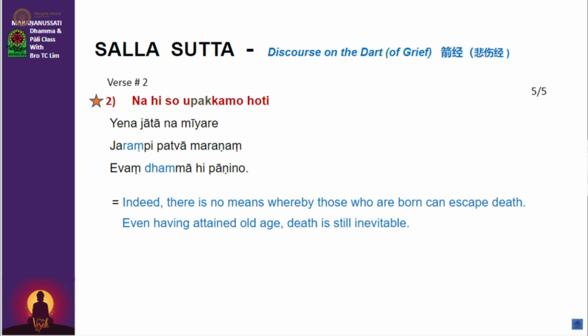So the whole stanza for verse 2 is: nahi so upakamo ati yena jata na miyare, jarampi patwa maranang evang dhamma hi panino. Indeed, there is no means whereby those who are born can escape death. Even having attained old age, death is still inevitable. So even if you live to 100 years old, you still have to die. No one can ever live forever. So that is verse 2.